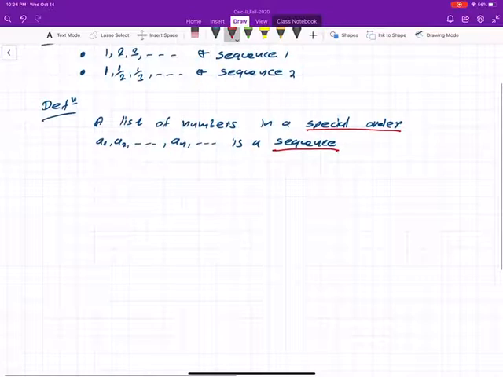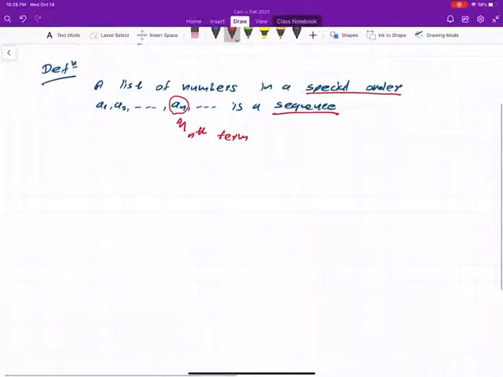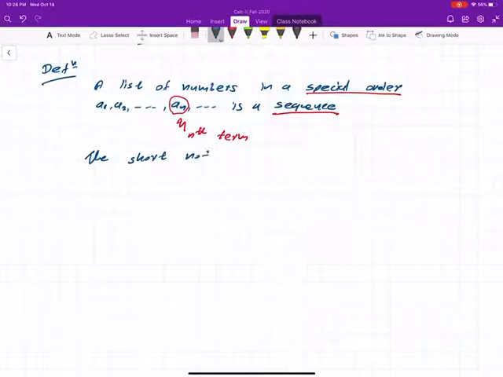Then let's learn the short notation. Before that, let's learn about this term. This is called the n-th term of the sequence. Now we're going to learn the short notation. The short notation is {a_n}, n goes from 1 to infinity. That's how you write a sequence.